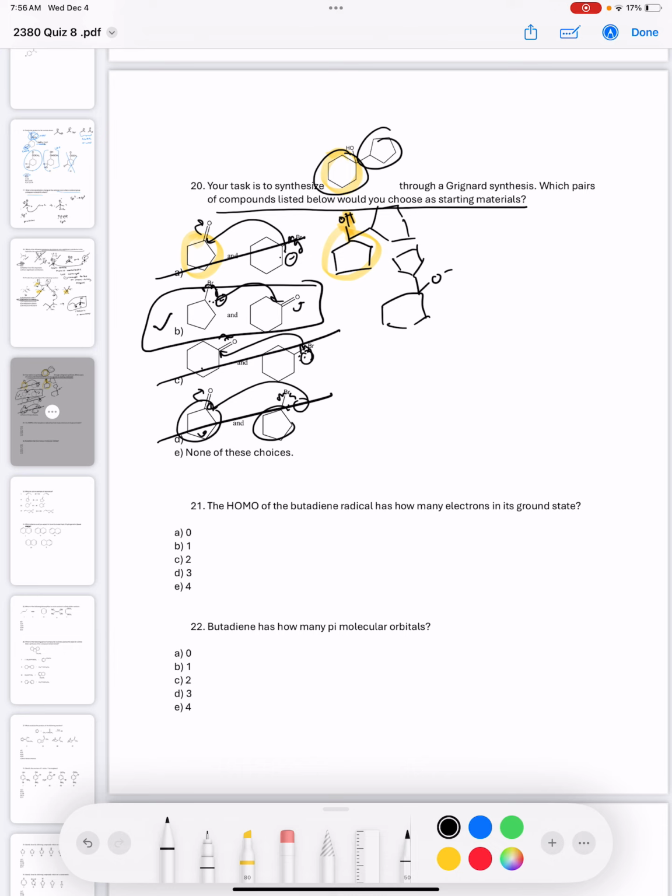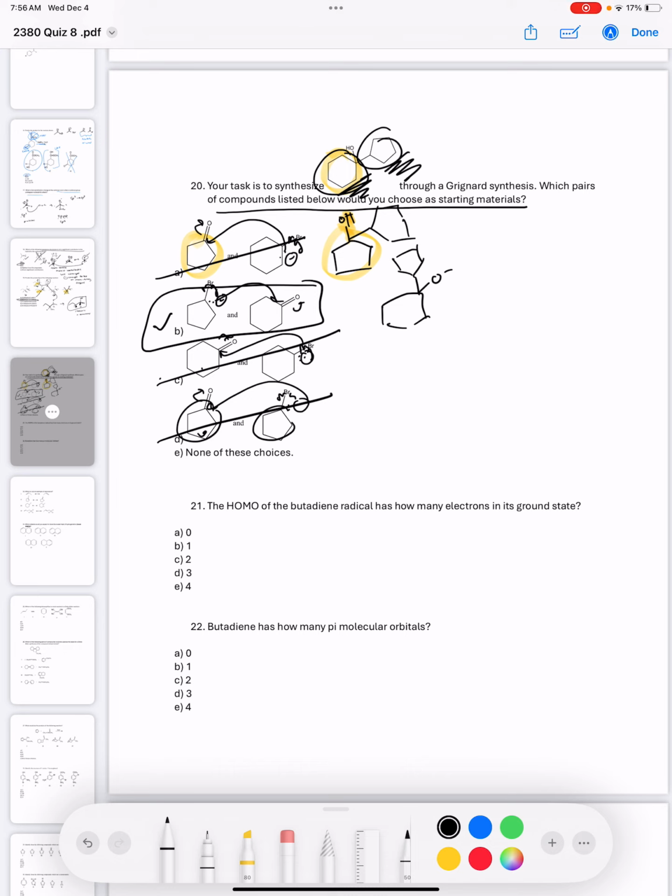So even if you didn't know how Grignards react, if you could just notice that there needs to be one reagent with 5 and one reagent with 6, you could have eliminated C and D and gotten yourself closer to the right answer. So whenever I say, you know more than you think you do, that's what I mean, is use the information that you definitely know to eliminate wrong answers.